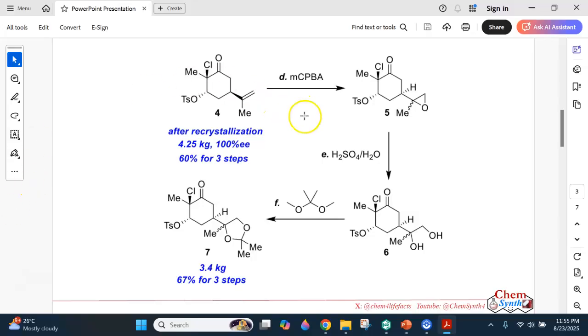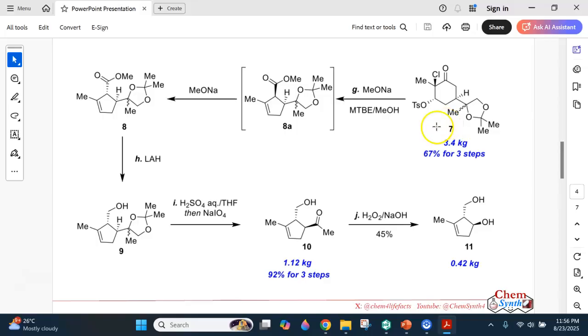Now this ultra pure intermediate reacted with metachloroperbenzoic acid for this exocyclic double bond to be converted into epoxide, and the epoxide ring opening reaction was done by using aqueous sulfuric acid to get this diol intermediate, and this diol was protected by using dimethoxypropane that provided intermediate 7.